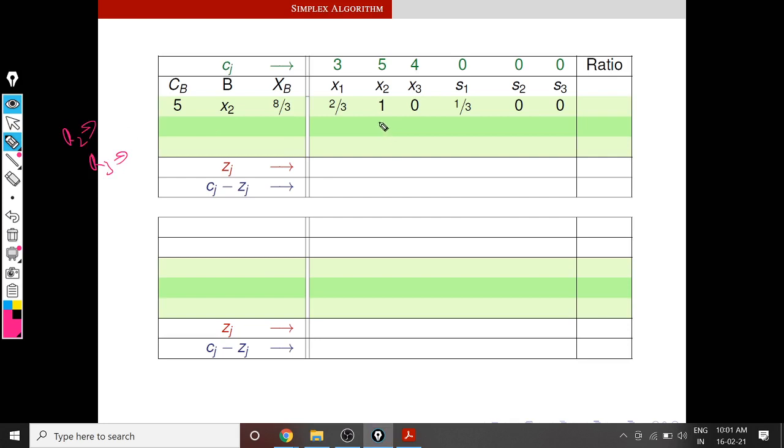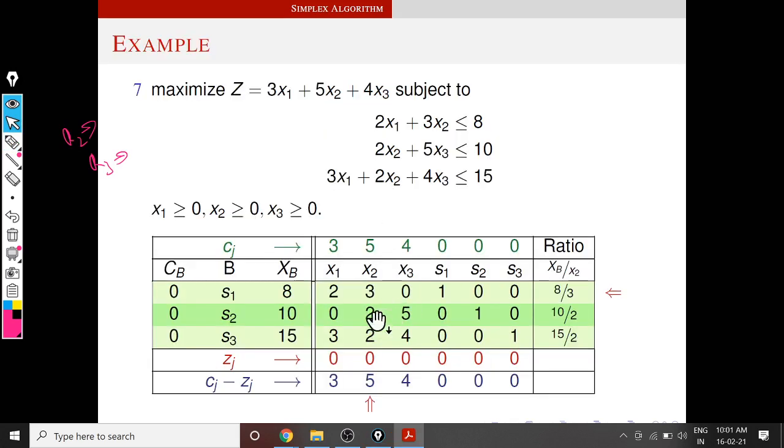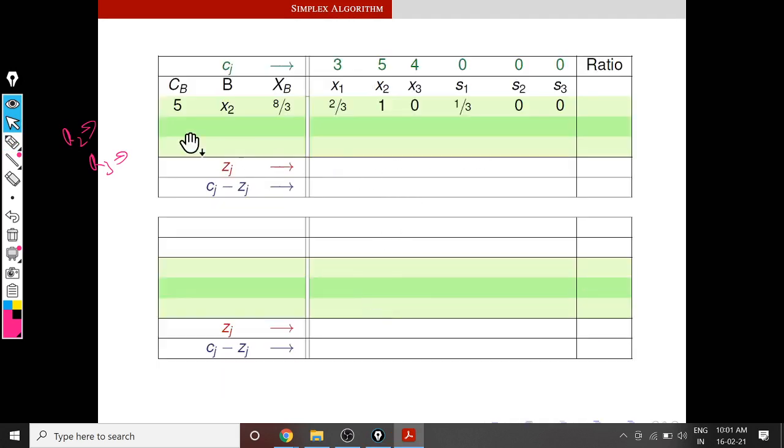What is the corresponding entry in R2 and R3? Yeah, 2. So what is the operation? R2 goes to R2 minus 2R1. Yeah, we take this new row as R1.